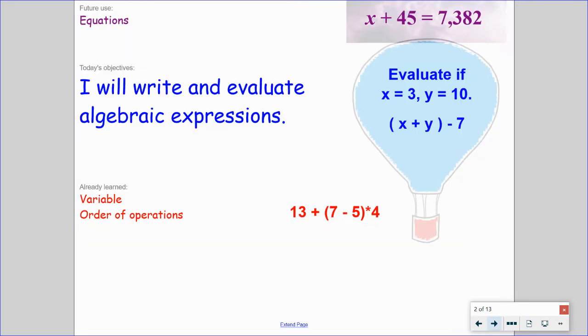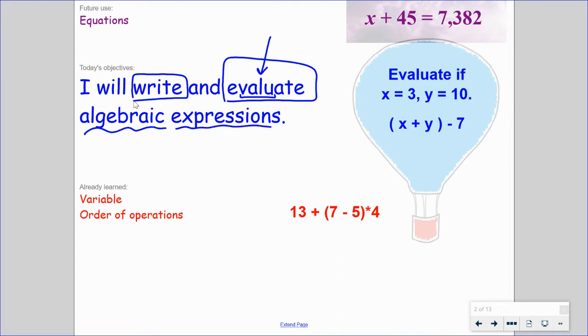First off, I want to talk about our objectives for today. You'll find that in the blue. We are both going to write, focus on that action word, and we're going to evaluate, keyword meaning find the final value, for algebraic expressions. We're going to learn the difference between numeric expressions and algebraic expressions.